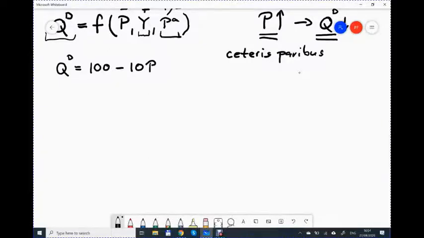Another way would be to express this relationship not for QD, but for P instead, and then we have a so-called inverse demand function. And you can see that if you make all the necessary algebraic manipulations, then you can just simply write it. Then P equals (100 minus QD) divided by 10, and we have the inverse function like this.